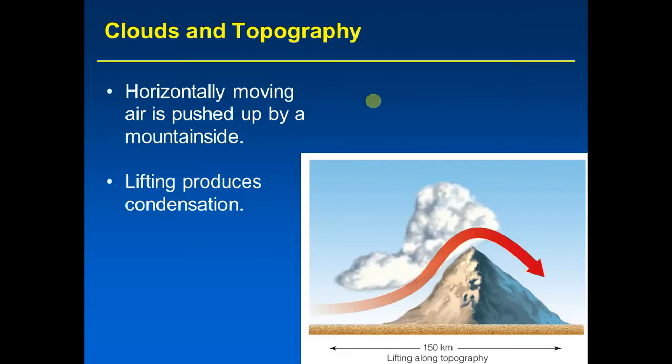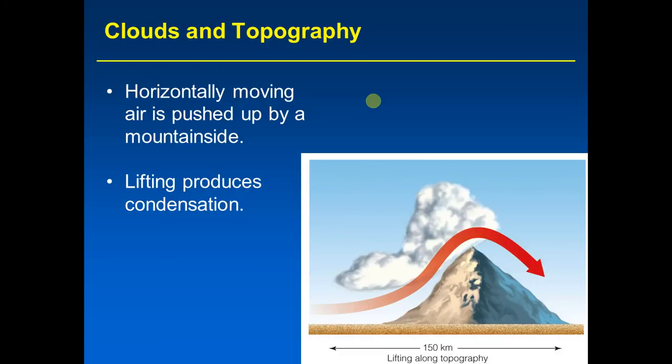Now, topography can help form clouds, okay? And, by the way, for convection, you saw that was on a small horizontal scale, 5 kilometers, okay? The cumulus clouds are not very wide, okay?